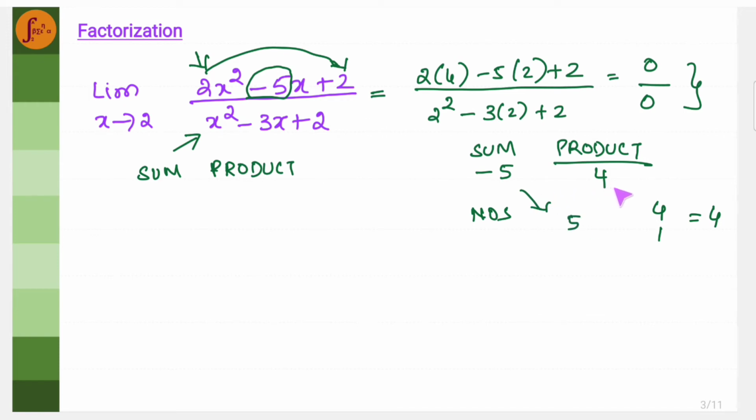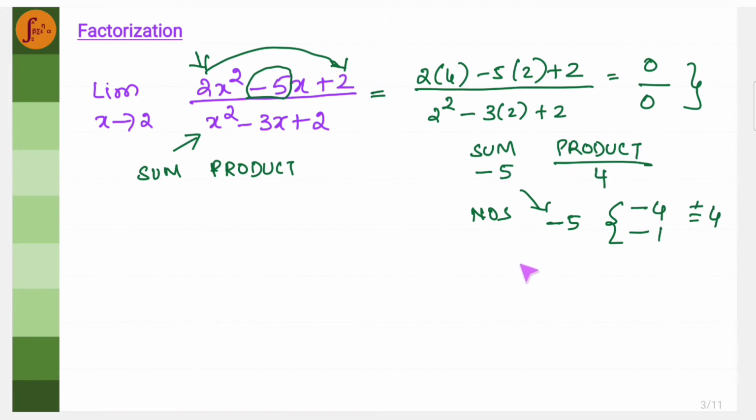Now you'll have to look at the signs. You have minus 5 here, which means one of the numbers should be minus, or both the numbers should be minus here. If only one of the numbers is minus, then we are going to get 3. So we'll make both as minus. So minus 4 minus 1 is going to be minus 5, and minus 4 into minus 1 is going to be plus 4. So both the sum condition and the product condition are satisfied.